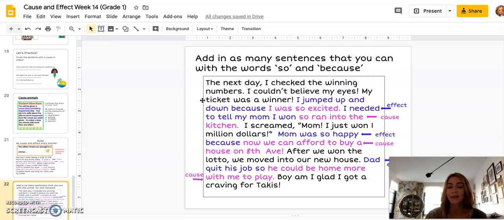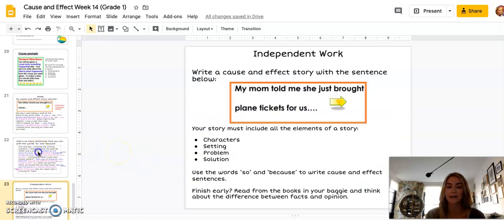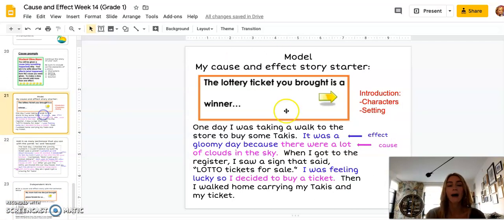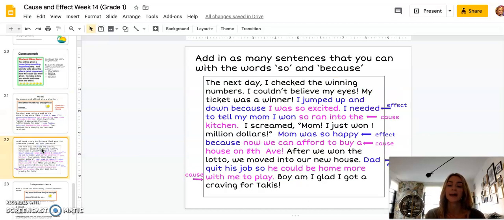I jumped up and down because I was so excited. I needed to tell my mom I won, so I ran into the kitchen. I screamed, Mom, I just won $1 million. Mom was so happy because now we can afford to buy a house on 8th Avenue. After we won the lotto, we moved into our new house. Dad quit his job so he could be home more with me and play. Boy, am I glad I got a craving for Takis. That's my cause and effect story, where I added my characters, my setting, and cause and effect.